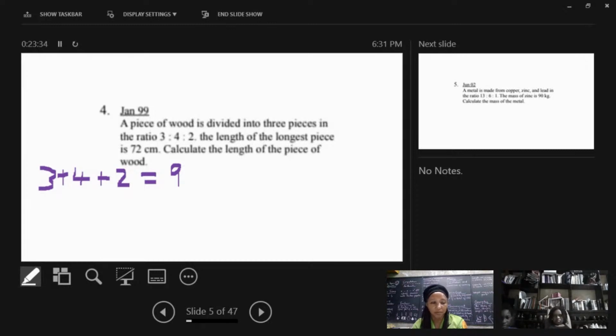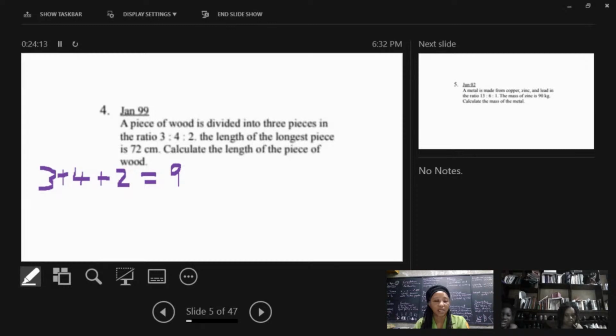Miss, I have an idea of the ratio. We could subtract the 2 from the 9, and get 7. All right, but why are you doing that though? I want to know the logic behind the things that you're doing. Why are you taking 2 from 9?